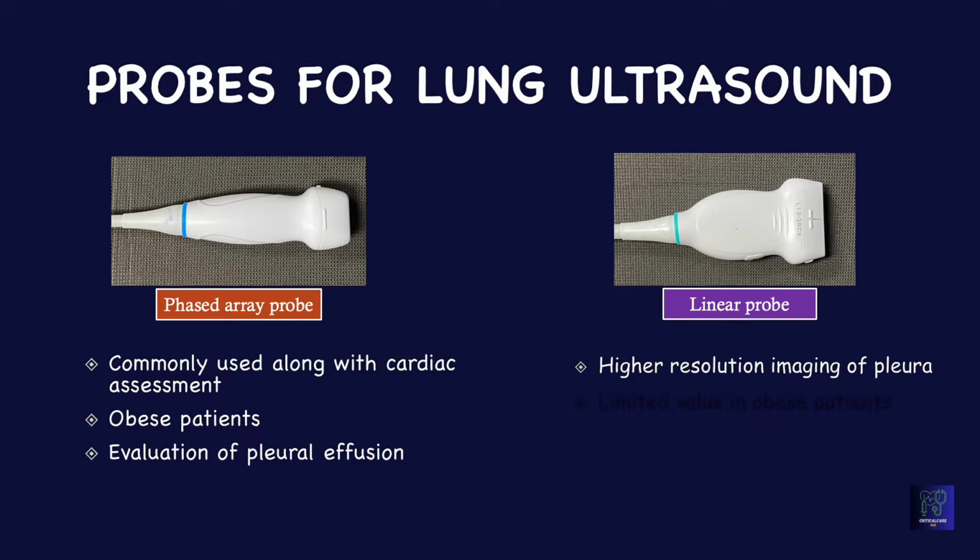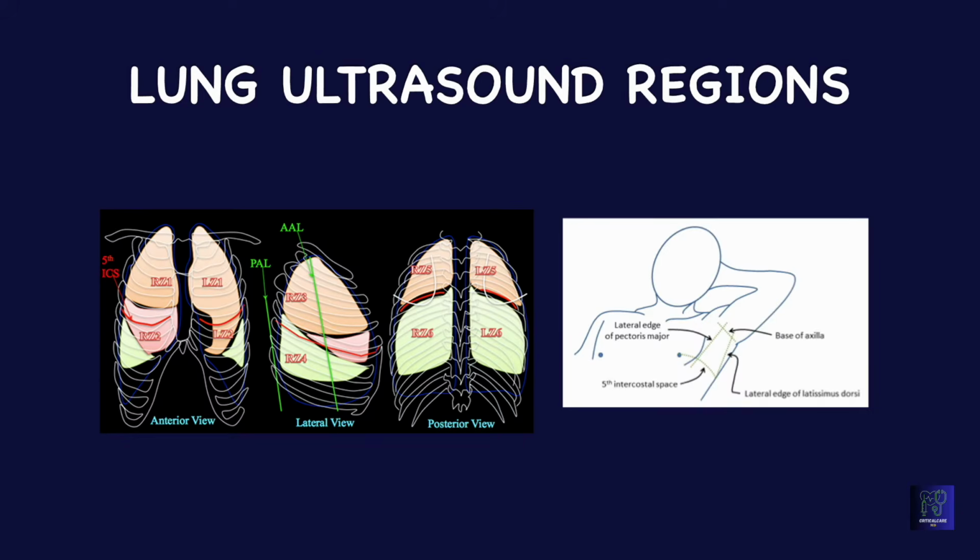The main advantage of a linear probe compared to phased array probe is it provides high resolution images or much better clarity images. However, because the depth of penetration is less, it has limited value in evaluation of obese patients and pleural effusions. For the purpose of examination, the lungs are arbitrarily divided into 6 zones.